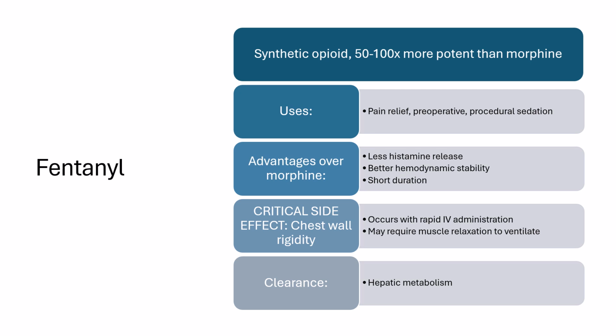The most critical side effect to know is chest wall rigidity, which can occur with rapid IV administration and may require muscle relaxation to allow ventilation. This complication is frequently tested. Always administer slowly to prevent this effect. Fentanyl undergoes hepatic metabolism, so use caution in liver dysfunction. Typical doses are 0.5 to 2 for procedural pain and 1 to 5 for continuous infusions.